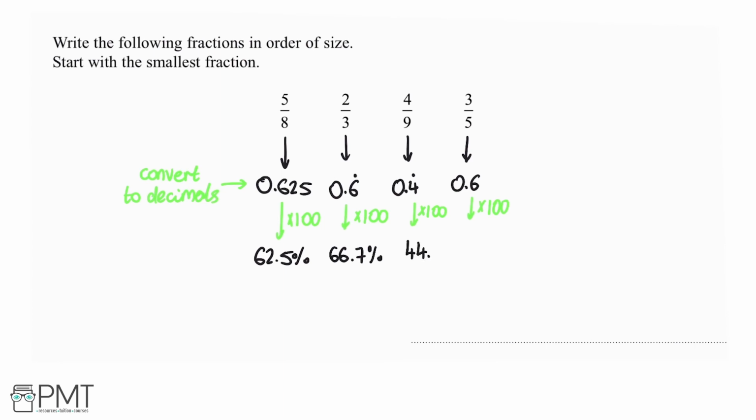It's going to be 0.444444. So if we round that to one decimal place, it'll be just 0.4. And for the last one, we just get 60%. And now we should be able to order them much more easily.